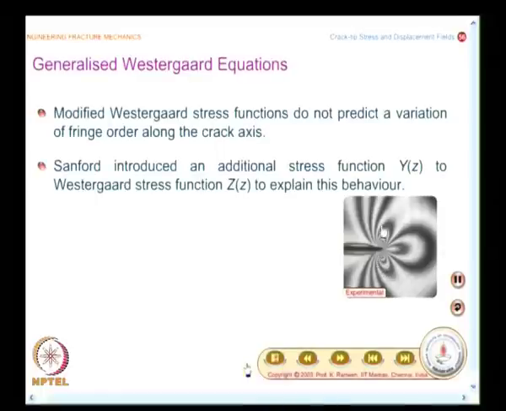But in the case of fracture problems, what we find a peculiarity is, the original solution was not bad. The only thing is, the original stress function was inadequate. It was not able to explain the most generic feature of the fringe pattern. Nevertheless, it was able to capture some of the key issues related to what happens in the neighborhood of the crack.